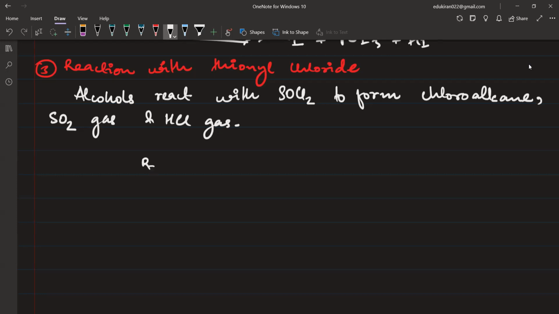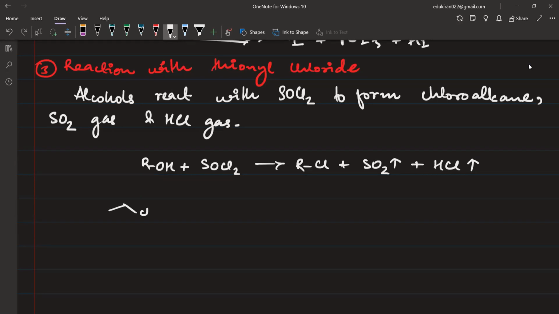We'll have ROH plus SOCl2, giving you RCl plus SO2, which will escape out, and HCl gas, which will also escape out. We can write some more examples.